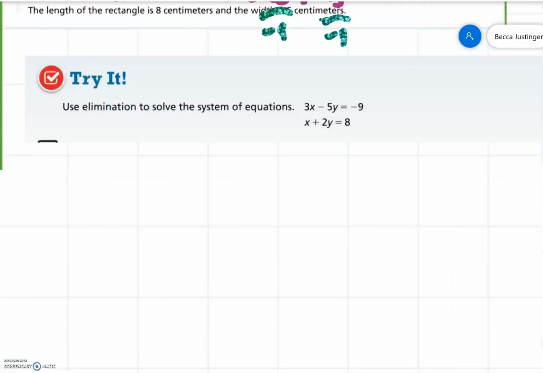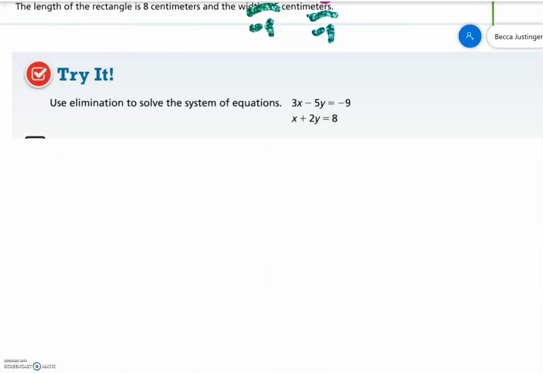Let's try it. Use elimination to solve this system of equations. So I have two equations. The x's are on top of the x's, y's on top of the y's, constant on top of the constant. So can anything cancel out right away? No. So we need to multiply one or both of the equations by a number to get them to cancel out. The easiest way to do this is to multiply the bottom equation by negative 3. Doing that will get the x's to cancel out.